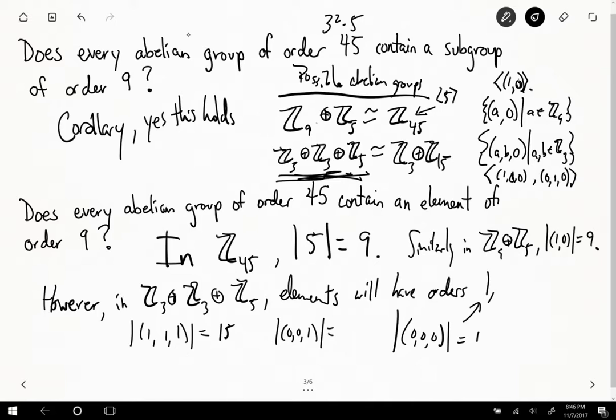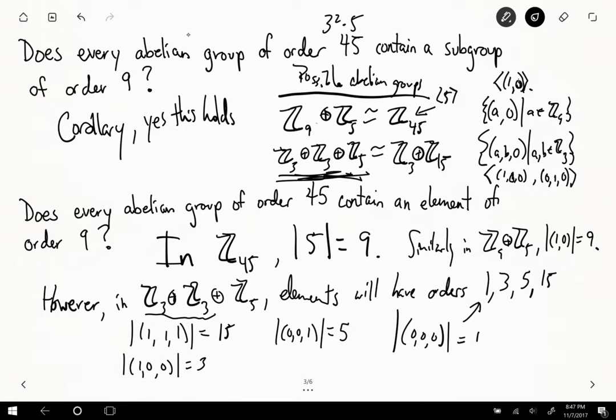Right? You have that element has order 5. And then 3 is a possibility. If you notice, you can do 1, 0, 0, or 0, 1, 0, or even 1, 1, 0. All of those have order 3. But there is no element of order 9. And the reason why is Z3 some Z3. You cannot go up to 9 with that being your direct product in those first 2 coordinates.